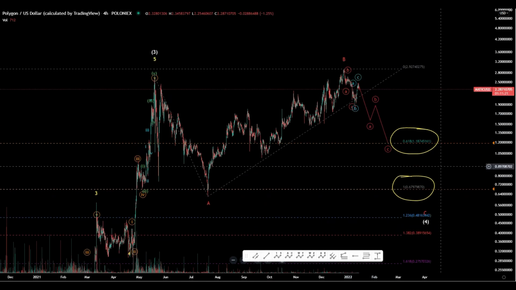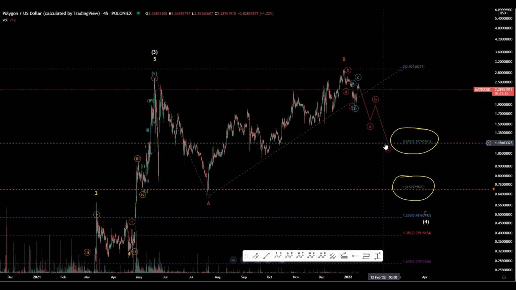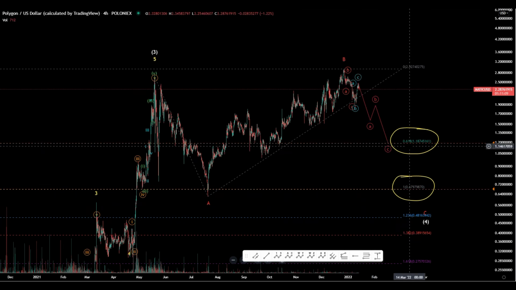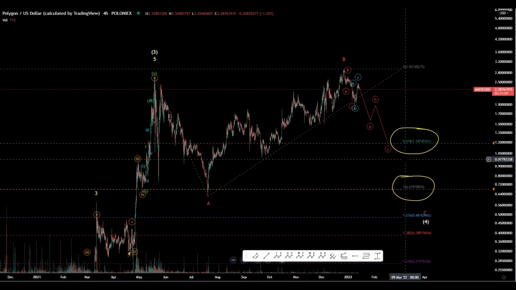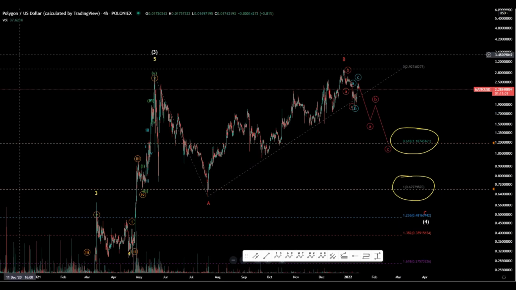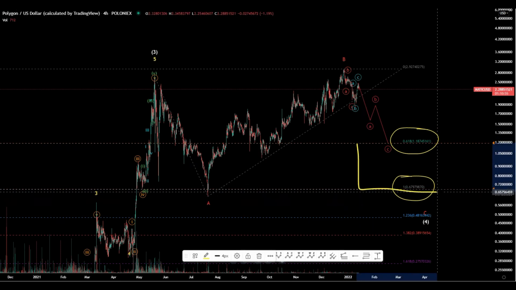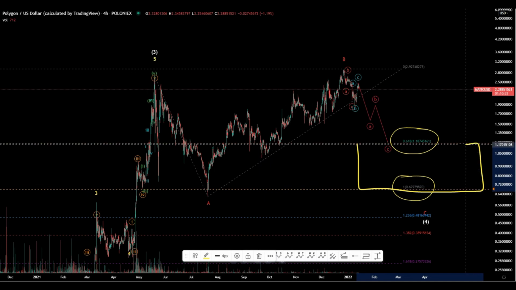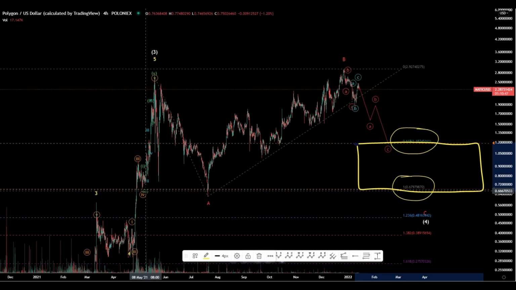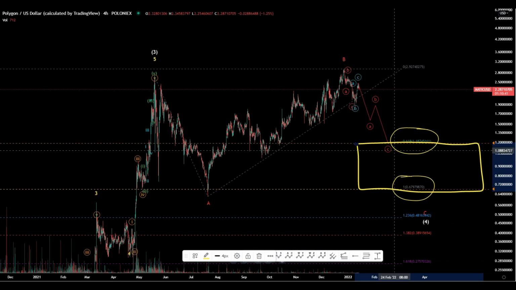Now, I circled these because these are very common extension points for a C wave to go to. Our minimum expectation for a C wave is a 61.8% extension. The normal extension for a C wave is the 100% extension, which is way down here. That gives you a spot to look to buy in a big range. Okay, it is admittedly a very large range. Somewhere in this box is where I'd be looking to buy MATIC, which, as you can see, we're nowhere close to that box.